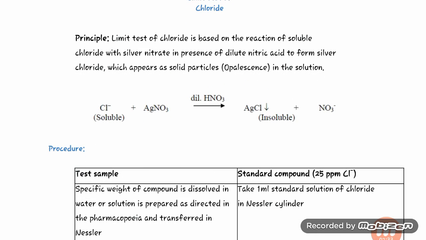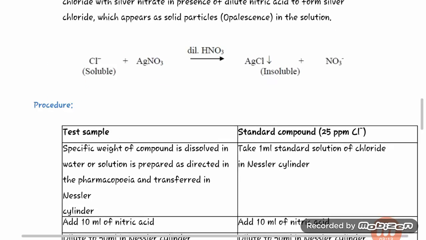Okay, so you can see the reaction here. This is the chloride which is soluble, and then in this we add the silver nitrate in the presence of dilute nitric acid, HNO3, and then it forms the silver chloride. Here there is a displacement reaction, the chloride displaces the nitrate and we get the silver chloride, and the nitrate is out. You can see the reaction here.